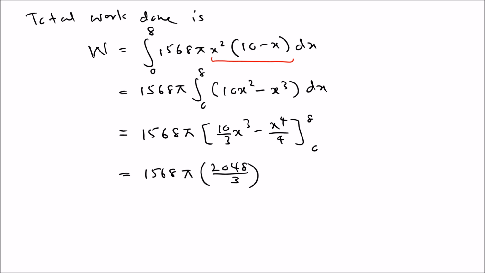This is in joules, Newton meters, and with a calculator you will get something like 3362827.79 joules. In kilojoules, that means you divide by 1000, so 3362.8 kilojoules. So that's the amount of work you need to do. So that's the integral, but you need to understand how you derive the formula, because these kinds of problems are very common in exams.